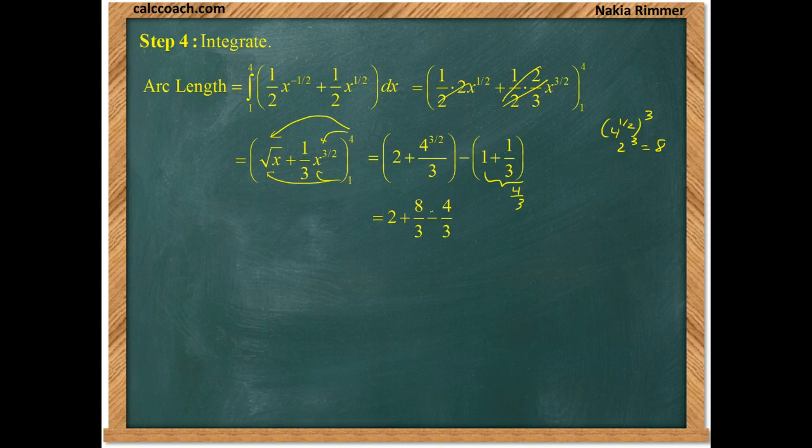Okay, we can put these together and call it 4/3, or we can just put everything over 3, and we get 6 plus 8, 14 of them. Take away 4 of them. Final answer, 10/3. That's how long the curve is from x equals 1 to x equals 4.